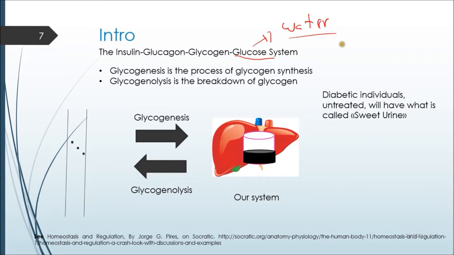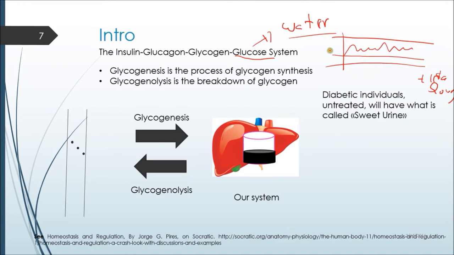So if you plot your glucose in a graph, it has to be within a window. You have to keep your glucose over time, let's say in hours here, and here is the concentration of glucose in your blood. You have to keep it within a window. Here we are hypo, and here we are hyper. We have to avoid both of them.